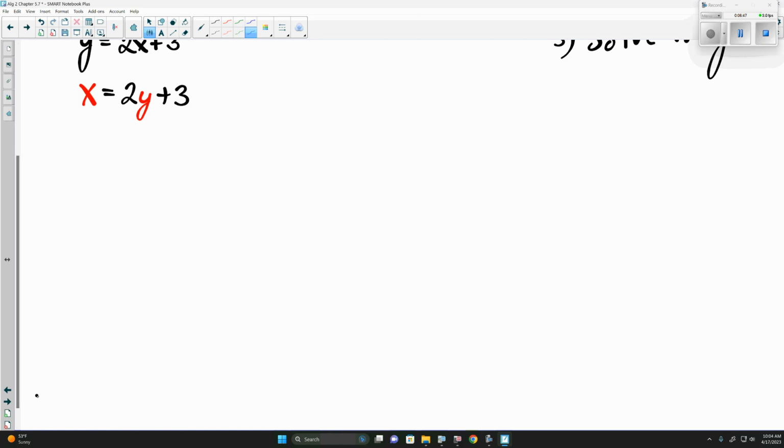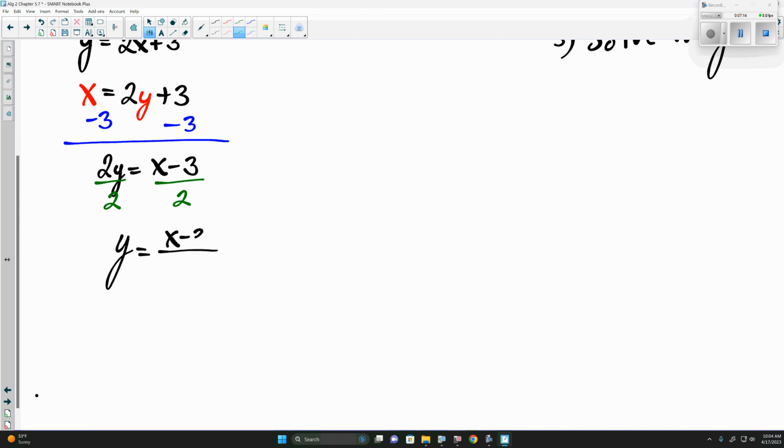Well, looking at this here, the first step in getting y by itself is to subtract 3 from both sides, telling us that 2y is equal to x minus 3. Then what do we do next? Then we divide by 2, telling us y is equal to (x minus 3) divided by 2. Any questions on any of this here?